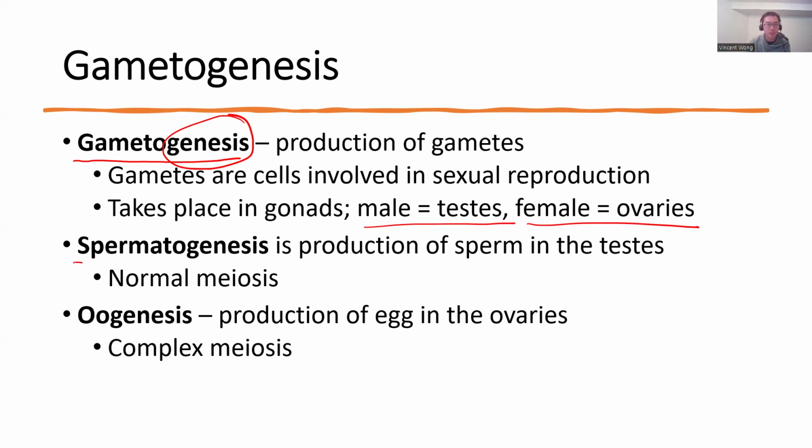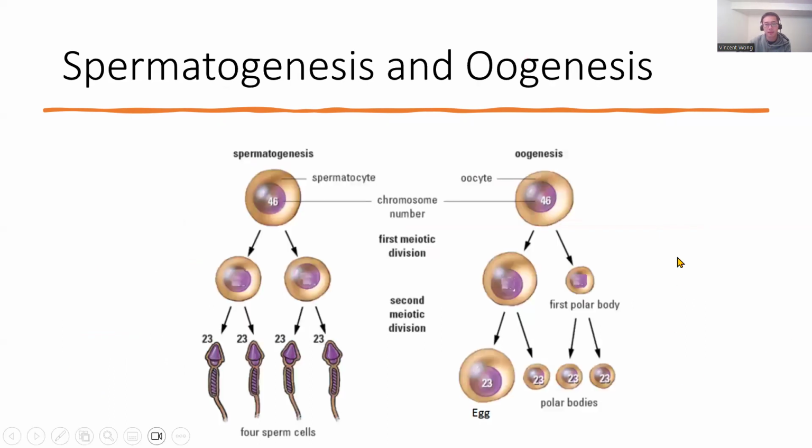Male is called spermatogenesis, creating sperm. And for female, it's called oogenesis, because the egg is called oocyte. Okay, so oogenesis. Sperm production is pretty standard. It's basically meiosis, like what I told you. But oogenesis is a bit more complicated. So I'm going to show you the difference.